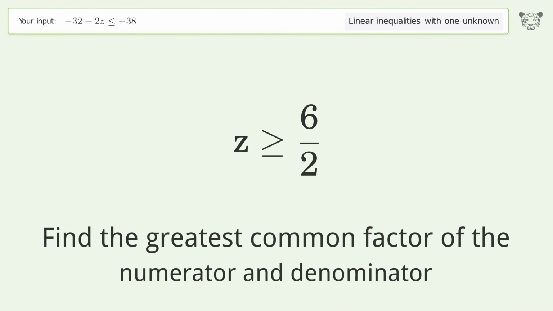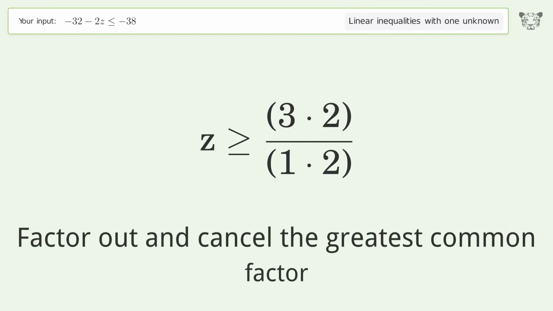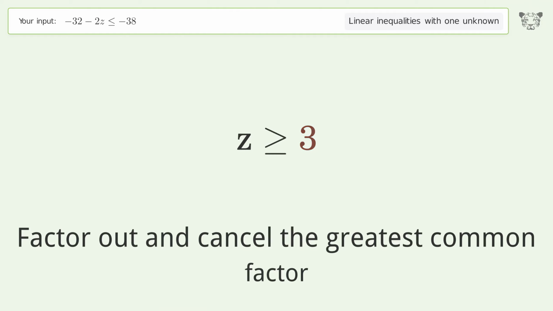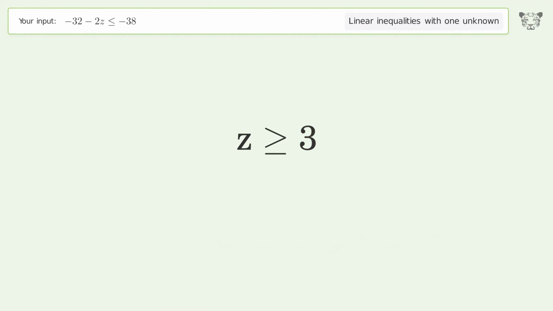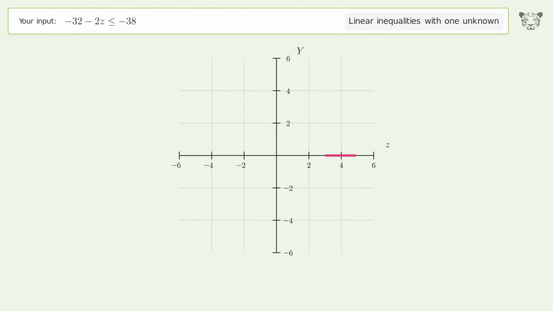Find the greatest common factor of the numerator and denominator. Factor out and cancel the greatest common factor. Plot the solution on a coordinate grid. And so the final result is z equal or greater than 3.